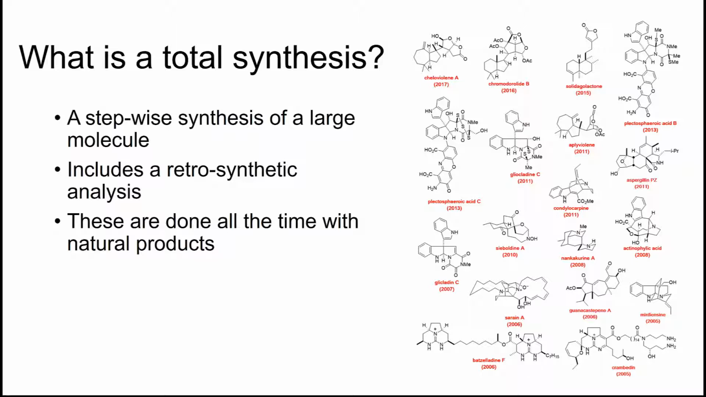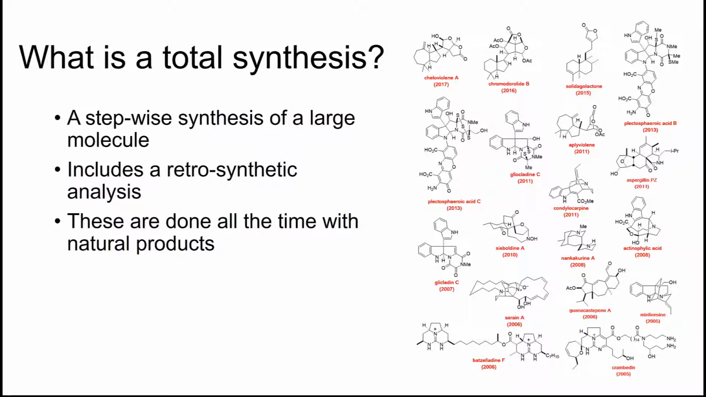What exactly is a total synthesis? It is a stepwise synthesis of a large molecule. They often, or almost always, include a retrosynthetic analysis. So you get one molecule and you can work backwards to see where it makes sense to break things apart. This type of synthesis is done all the time with natural products. So you can see all of these natural products here that have been synthesized. Several of them are very scary looking projects, but yours will not be as bad.